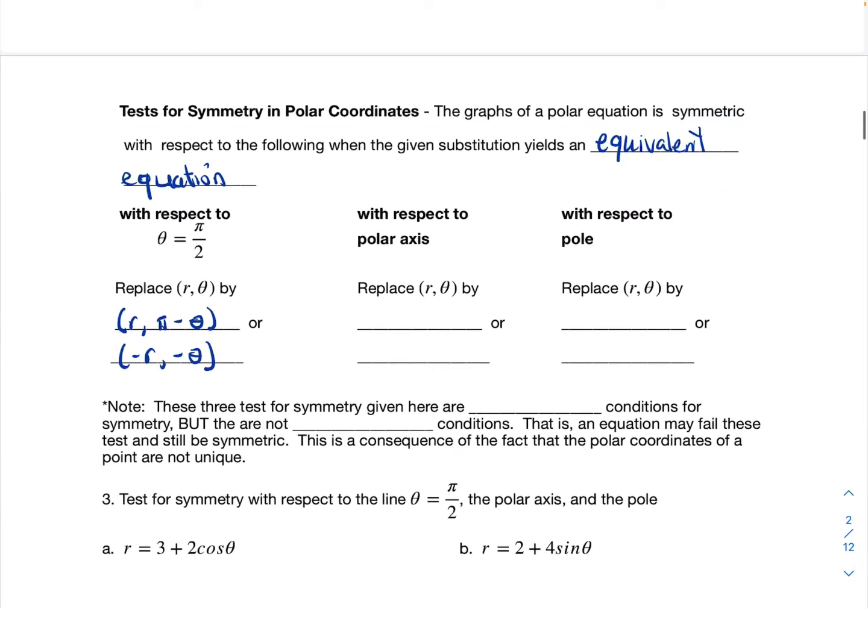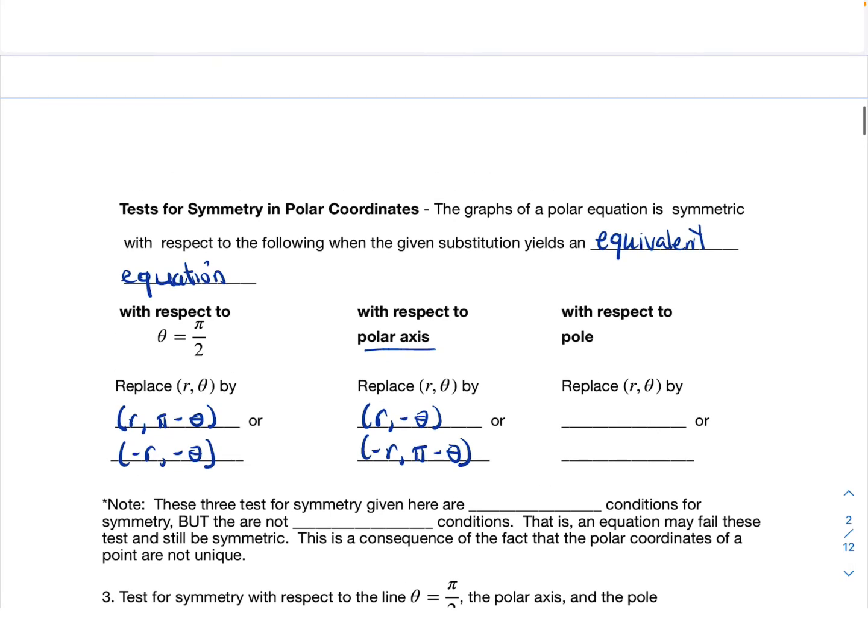So anytime you want to test an equation to see if it has symmetry with respect to the polar axis, substitute r with r comma negative theta, or substitute in place of r and theta, negative r or pi minus theta. All right, last one.